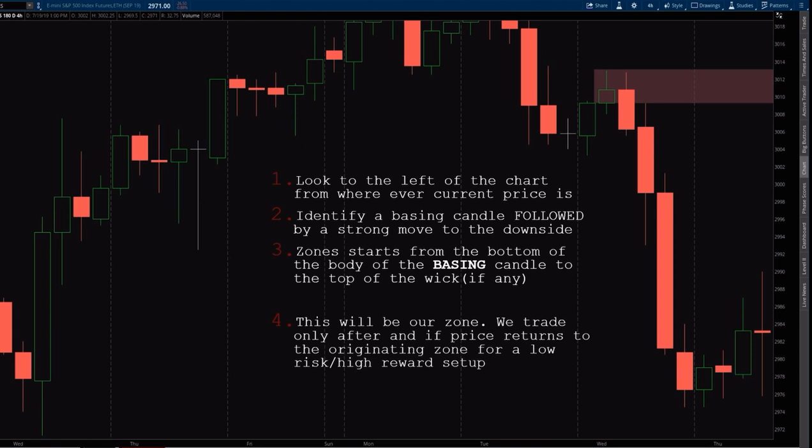So just like everything else, we're looking to the left of the chart from wherever the current price is, right? We want to identify a basing candle followed by a strong move to the downside. So we have a basing candle right here, followed by a nice, solid, strong move to the downside. This qualifies as a supply zone, right? So we draw from the bottom of the body of the basing candle to the top of the wick if we have any wick, right? That's going to be our zone, and we only trade after if price returns to this zone, and this is when we'll find our low risk, high reward trading setups.